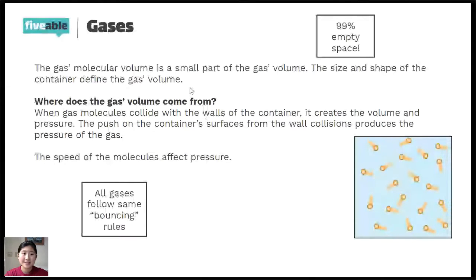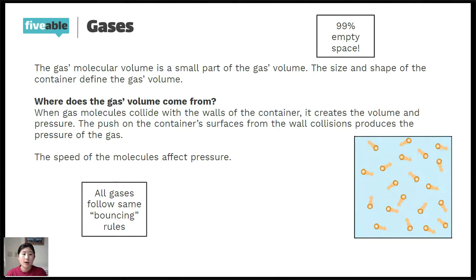All right, so gases. Gases are basically 99% empty space, which means if you have a container of gas, 99% of that is empty space, and only 1% is made up of actual gas molecules. So the gas molecular volume is a small part of the overall volume of the gas, and the size and shape of the container ultimately defines the gas volume.